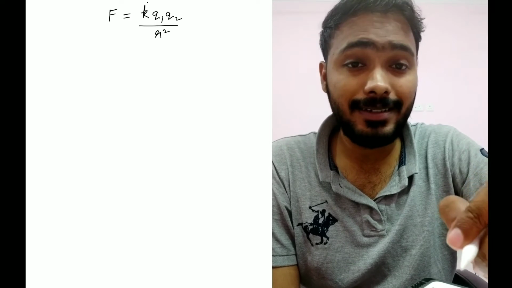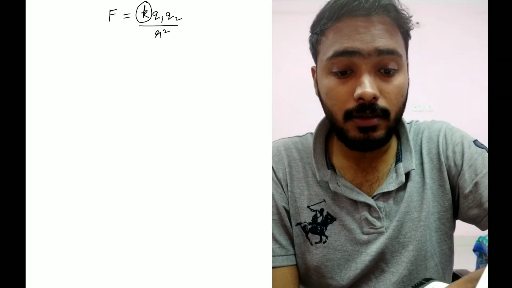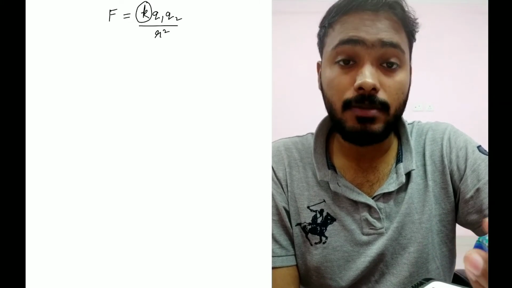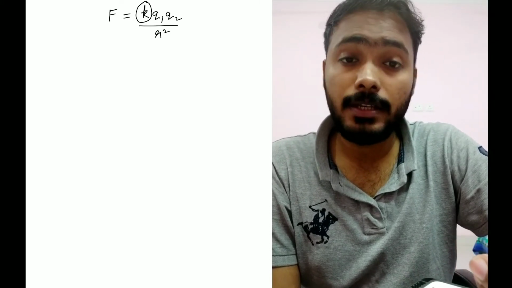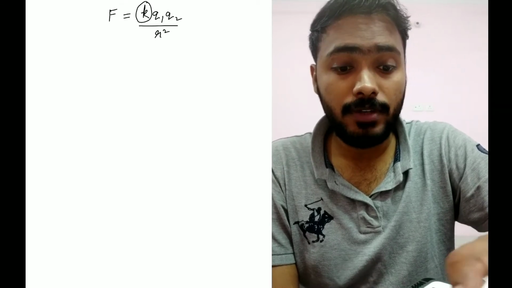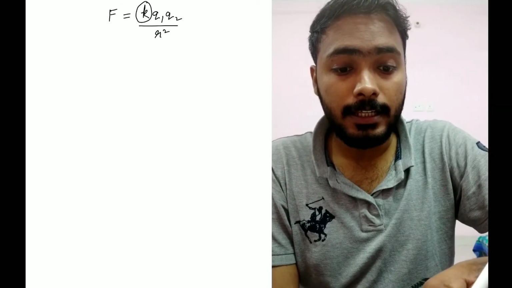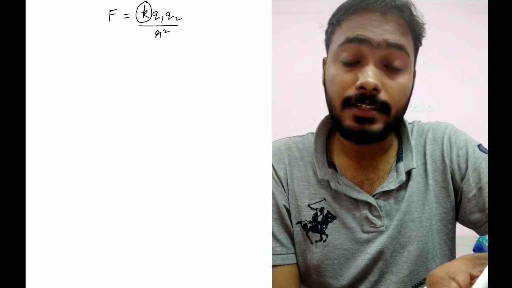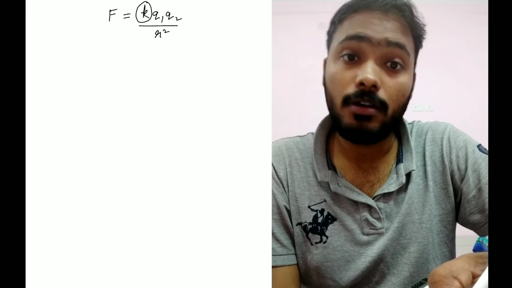Now we have to understand here, this k, the constant of proportionality, is very special. Why is it special? Because this constant depends upon the medium it is in. For example, in air, the value of k will be different as compared to in oil or in water, right?